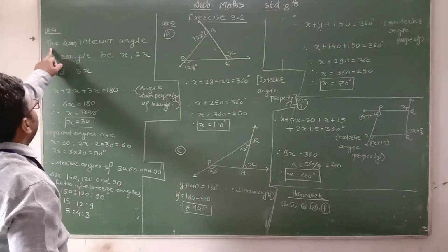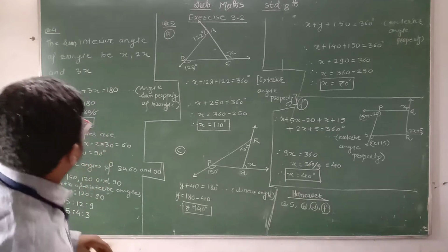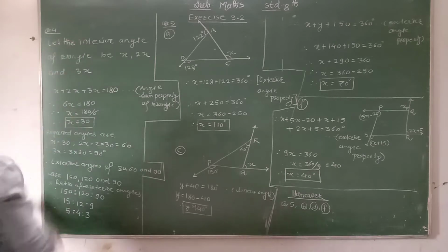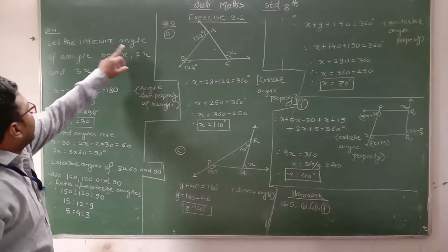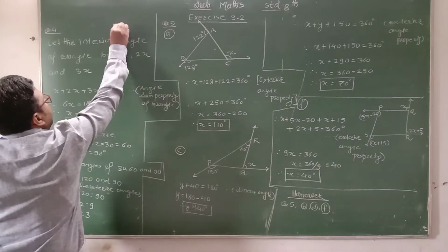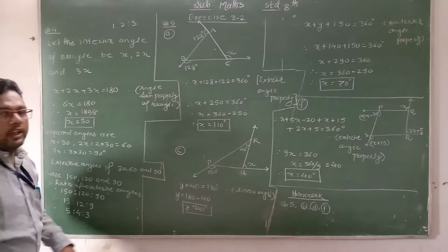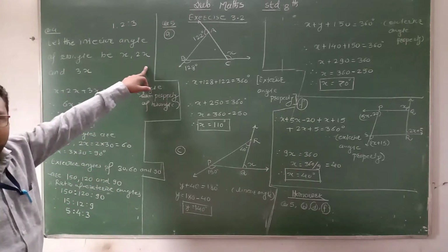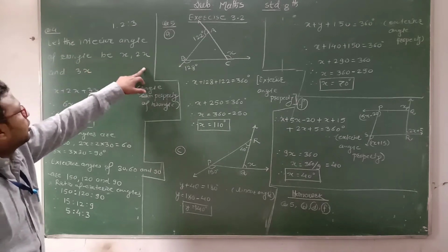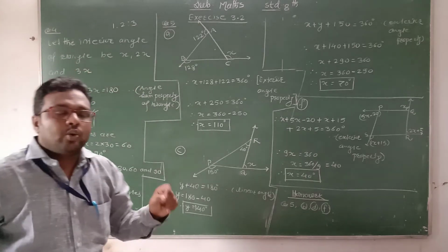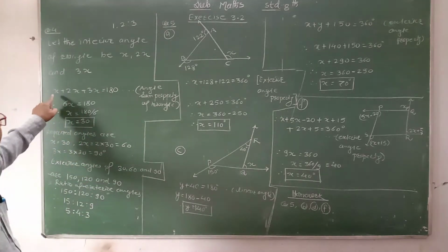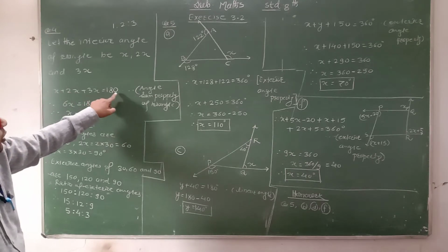Now let the interior angles of the triangle be x, 2x and 3x. It is given in the ratio 1:2:3. Therefore here we take the common multiple x. Okay. Therefore let the interior angles of the triangle be x, 2x and 3x. According to the angle sum property, the sum of the three angles is equal to 180 degrees. Therefore here I write x plus 2x plus 3x is equal to 180.